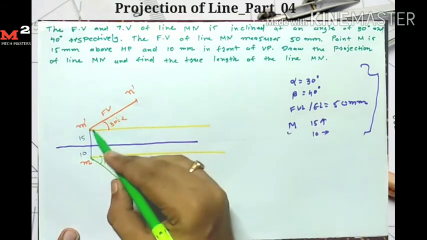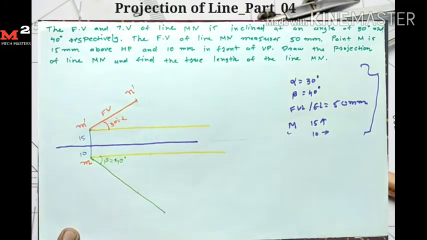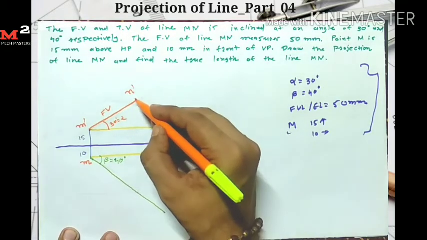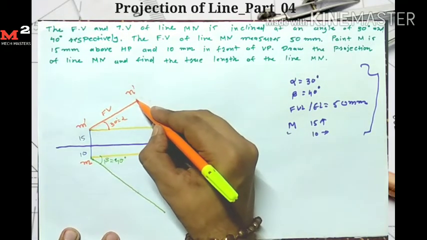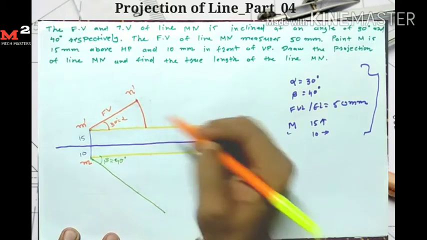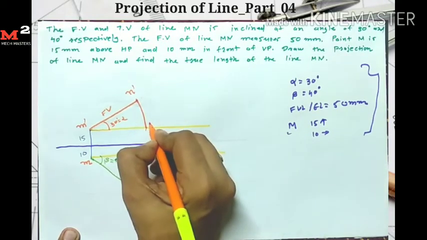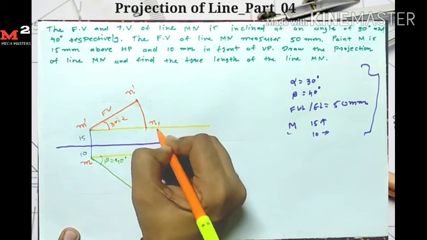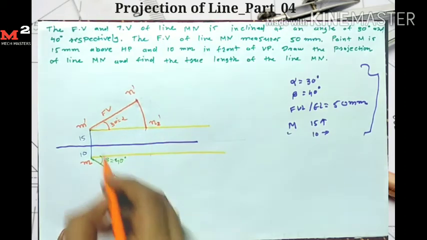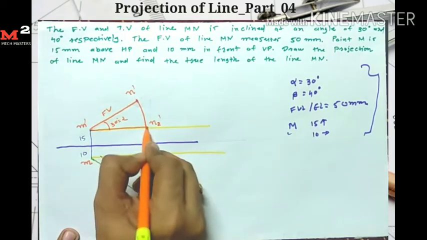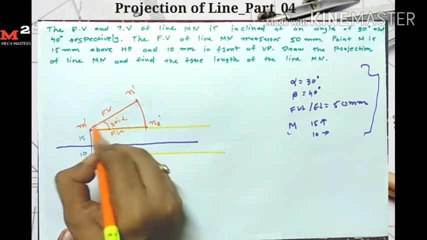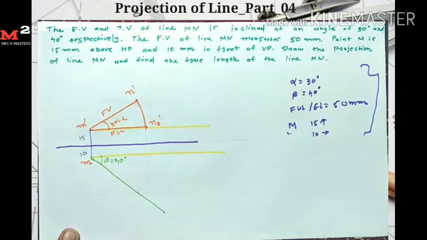Now here I present all the data. From the front view length I draw one arc, because we draw the arc from the front view and top view length. So here I draw one arc which intersects here. Here I give the names N1, N2 dash. So this is my front view length, which is similar to this, which is given as 50 mm.